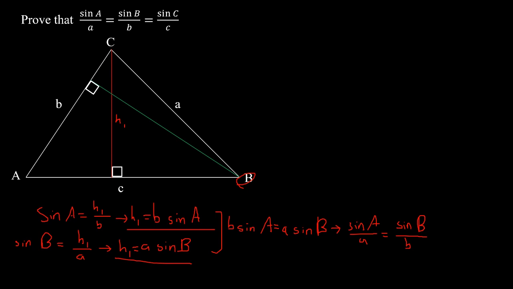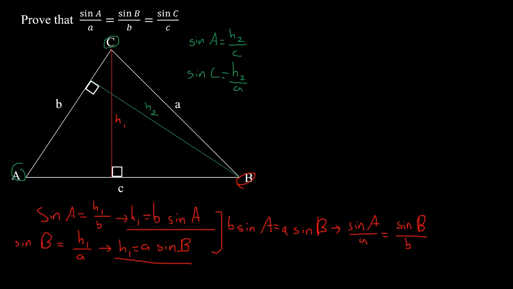To do that, we're gonna look at the green line. Actually, we'll start with angle A. So sine of A is going to be equal to opposite over hypotenuse. I'm going to call this green line H2. So opposite, which is H2, over c. And we also know that sine of angle C is going to be equal to H2 over a, little a.